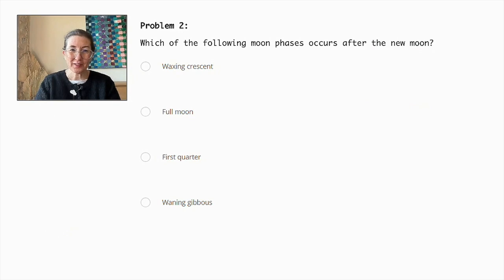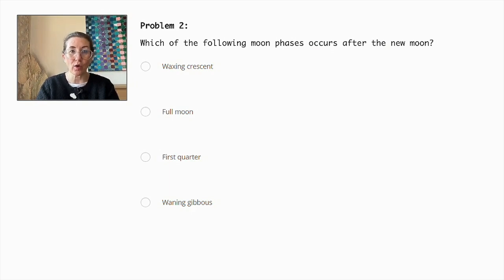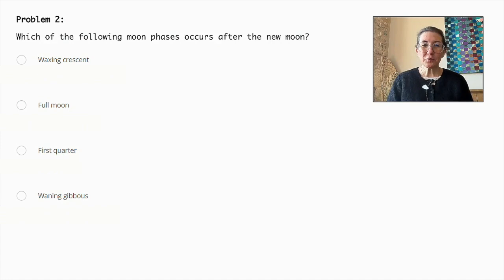Problem number 2. Which of the following moon phases occurs after the new moon? Waxing crescent, full moon, first quarter, or waning gibbous? The full moon, occurring when the moon is fully illuminated, happens halfway through the lunar cycle. So let's eliminate that. The first quarter moon, when half of the moon is visible, appears about a week after the new moon. So we can cross that out also.